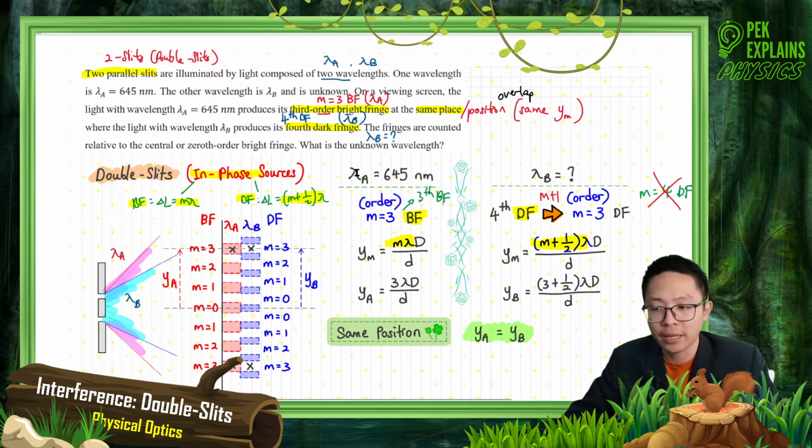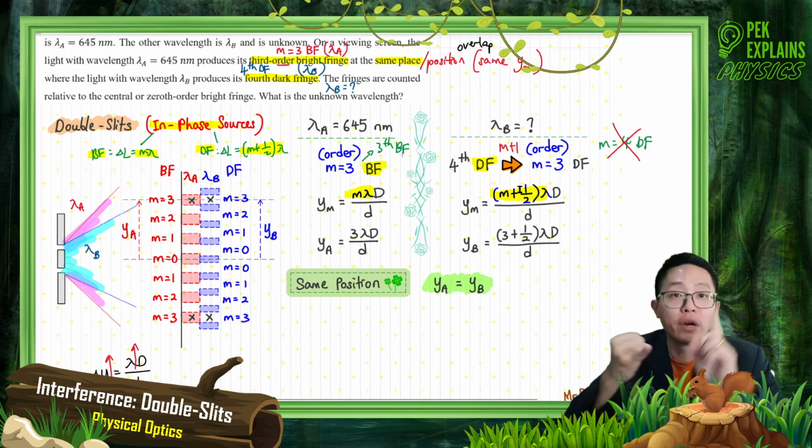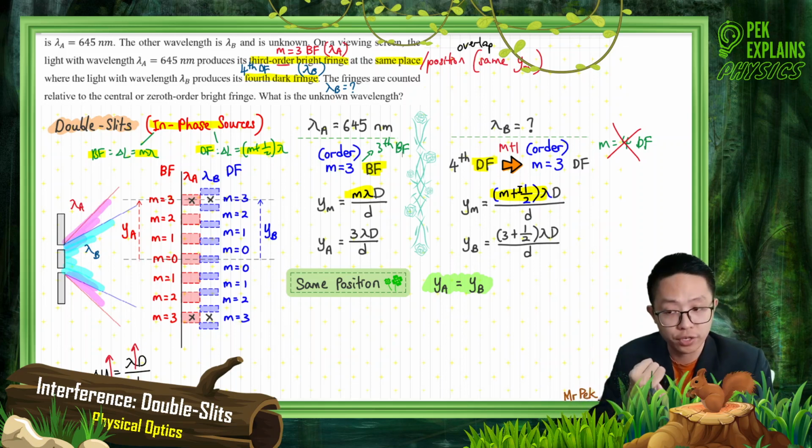So for lambda A, which is about the bright fringe, the formula for y uses m lambda. For lambda B, which is about the dark fringe, the formula for y uses m plus half lambda. So you see, it's important to determine the correct formula for each one, m lambda or m plus half lambda.